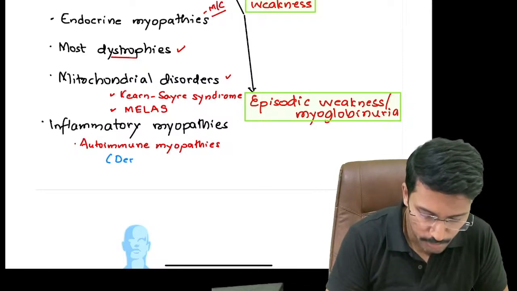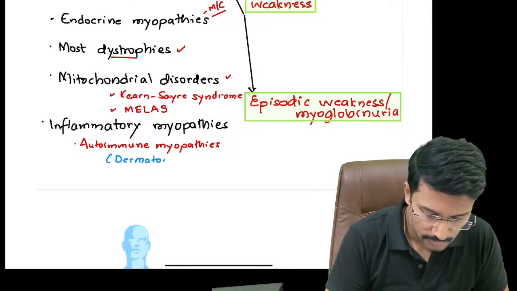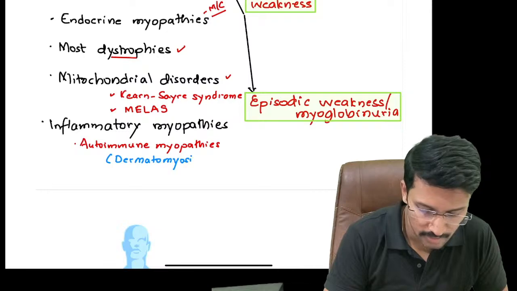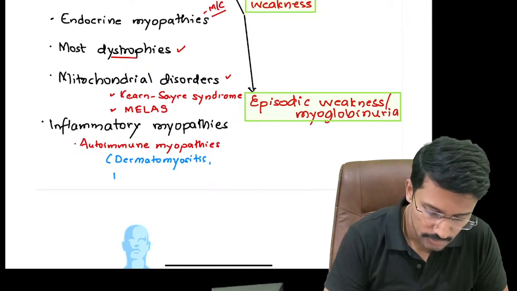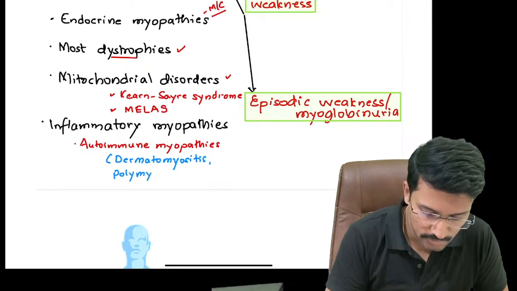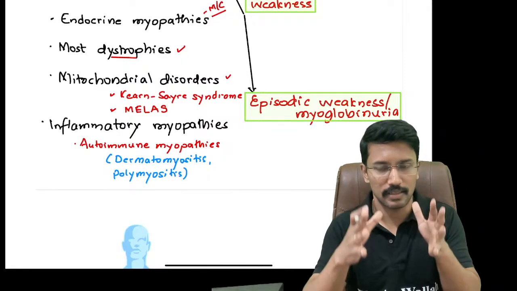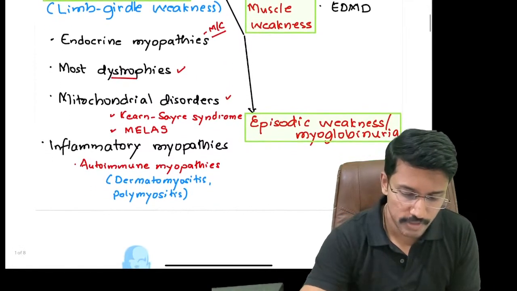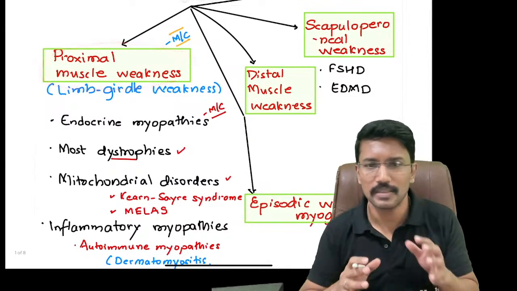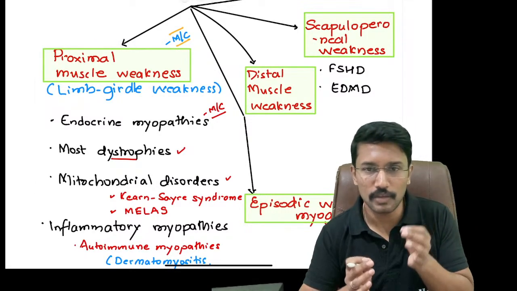One is dermatomyositis. As the name says, skin and muscle are inflamed. Dermatomyositis. The other one is called polymyositis. Means multiple muscles are inflamed without the involvement of skin. Right. So these are all conditions where patients present with proximal muscle weakness. Not very difficult to recognize or diagnose.